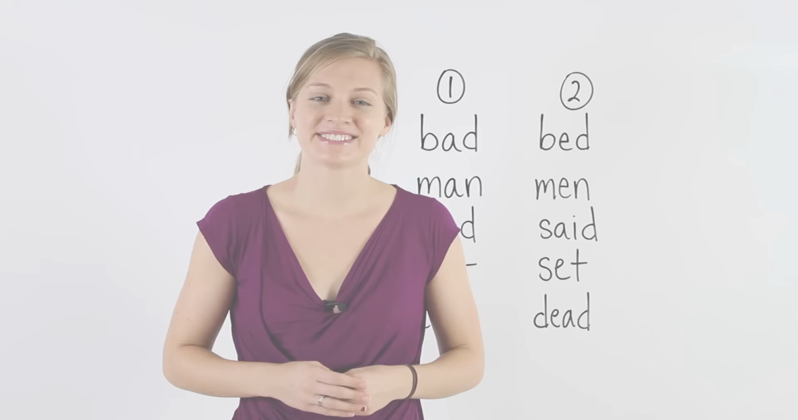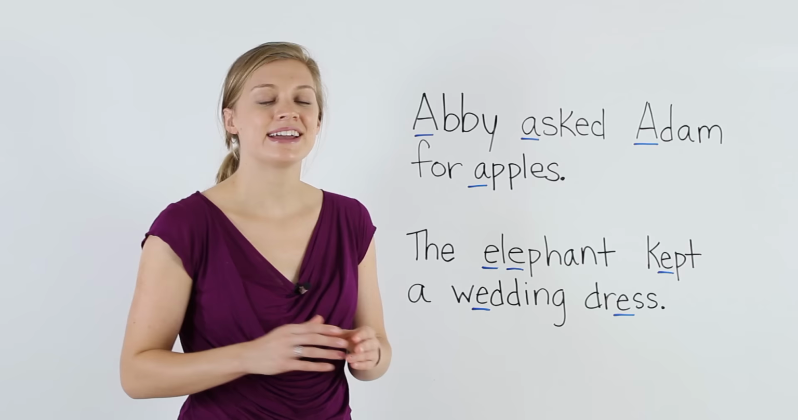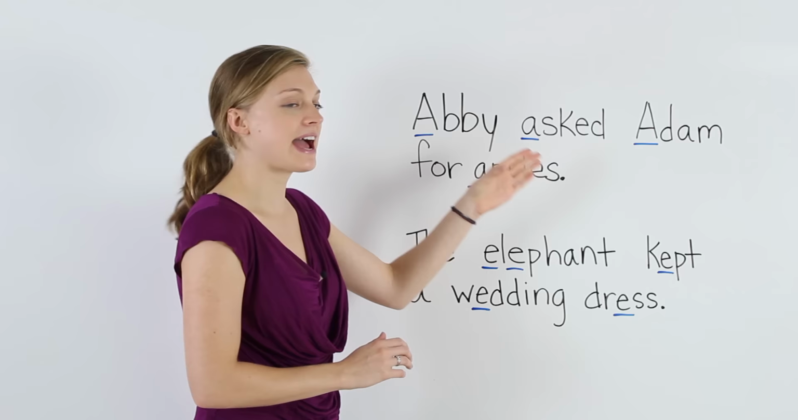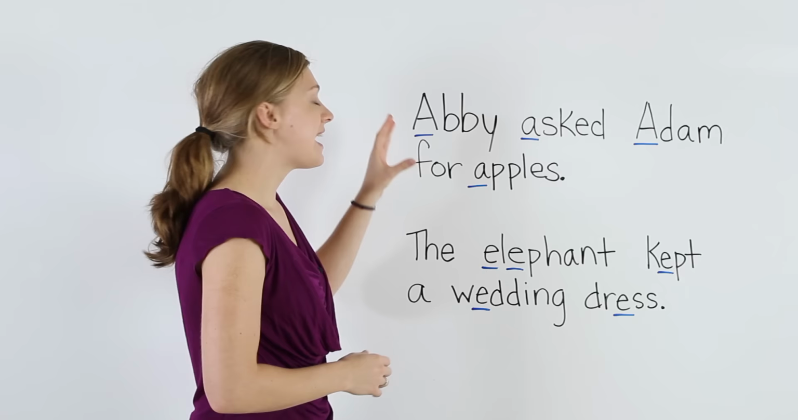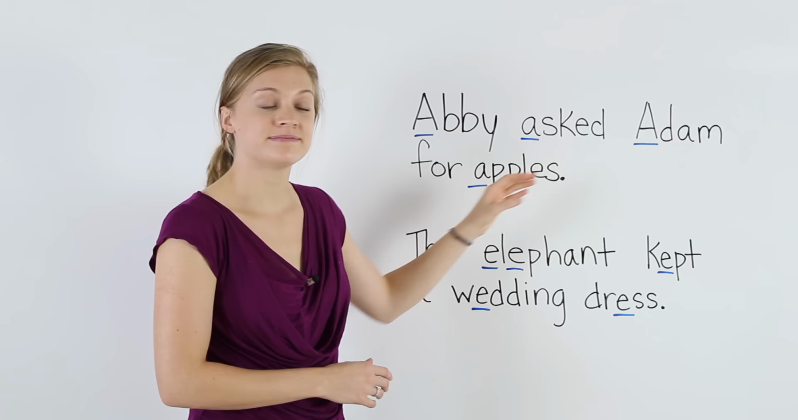Let's keep going. Last, we are going to practice the a and e sounds with some sentences. Our first sentence is Abby asked Adam for apples. Now let's practice together. Repeat after me and we'll go slow. Abby asked Adam for apples.